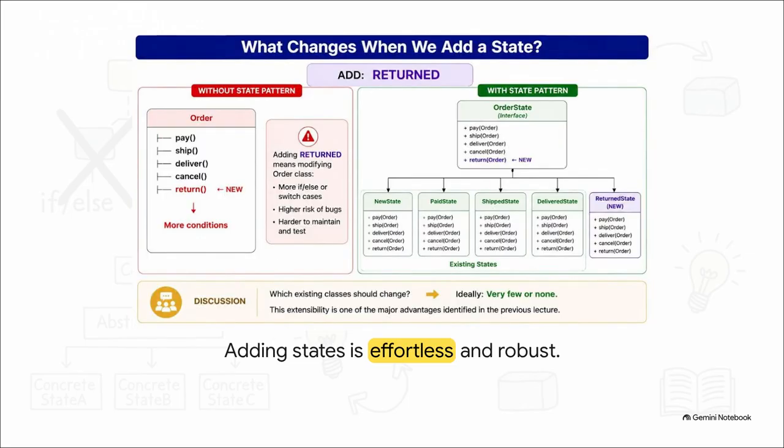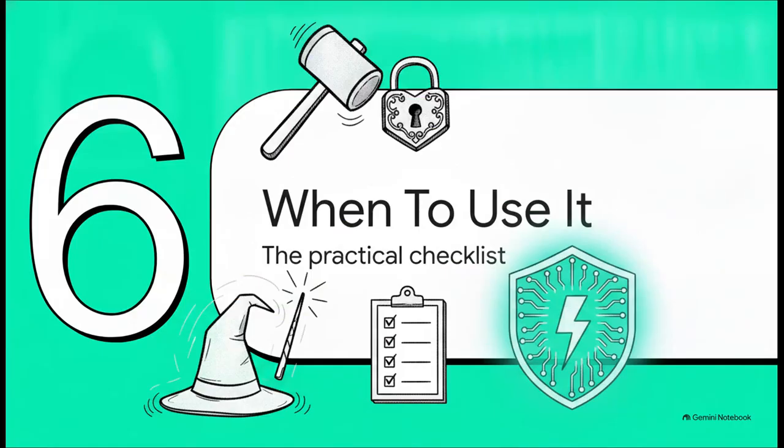Now, what's really interesting here is what happens when business requirements inevitably change. Let's say your manager runs in on a Friday afternoon and says, hey, we need to add a return state. Without the state pattern, you're diving back into a massive class, adding new else if blocks everywhere, and totally risking breaking existing code. But with the state pattern, you literally just create a single new class called return state. You define its specific behavior, plug it in, and you are done. Adding a completely new state requires almost zero modifications to your existing classes. It's just incredibly robust.